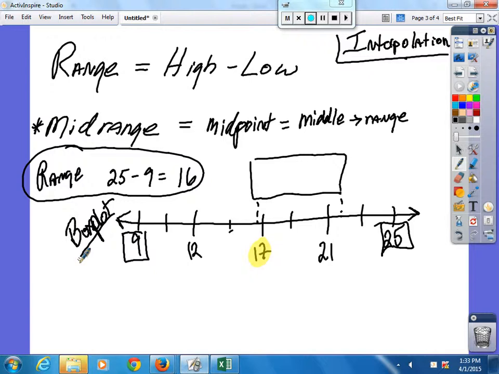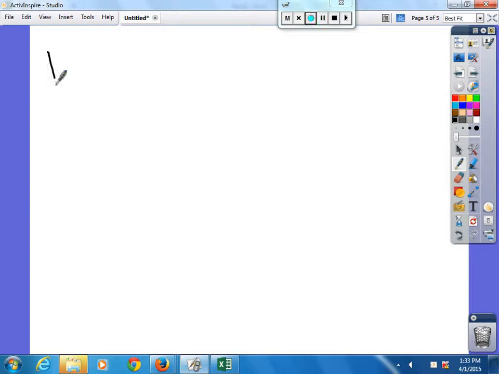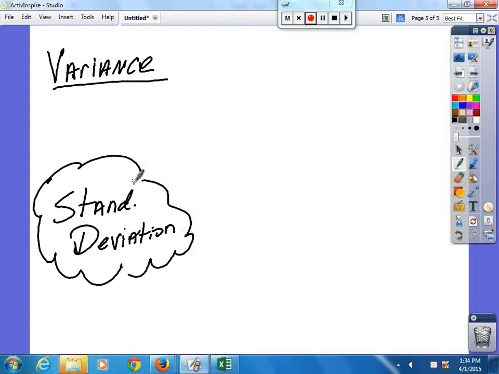All right, so range, mid-range, and now the two that some people have never seen. Variance and standard deviation. I've already told you that this one's most important. Now, the formula for this looks very intimidating, but it's not really. It is the summation of x minus x bar, quantity squared, over n minus 1.